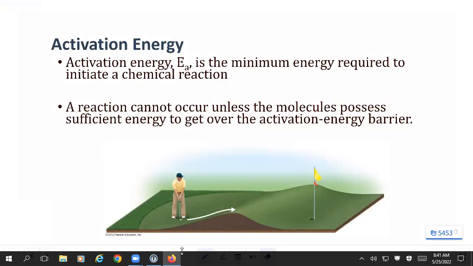As far as energy is concerned, this is where we have to introduce a term here. This is activation energy. Activation energy is the minimum energy that is required to initiate a chemical reaction. Best way to kind of describe it is it's that minimum amount of energy that you need to get that collision to occur with enough energy.